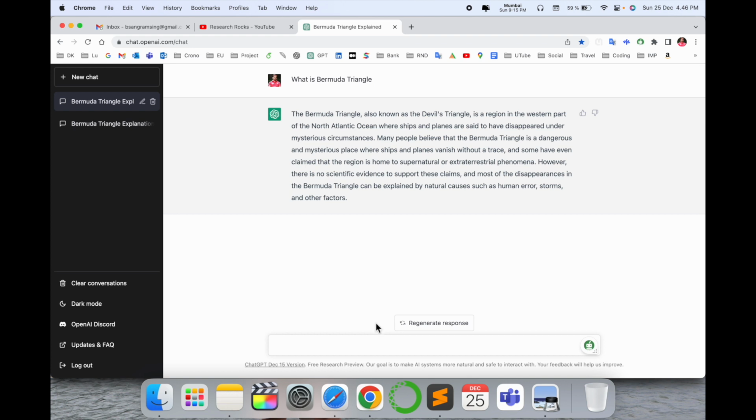Look at this. This is one of the paragraphs: the Bermuda Triangle, also known as the Devil's Triangle, is a region in the western part of the North Atlantic Ocean. So you can read this information very fast and deliver it to the audience.